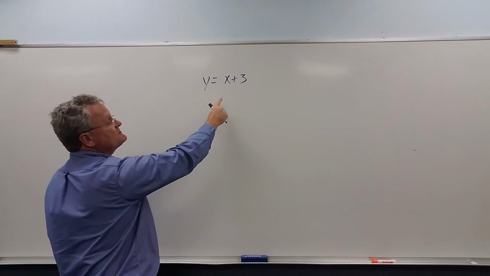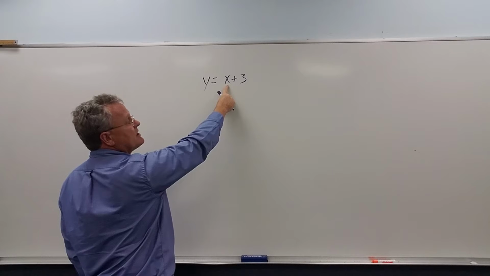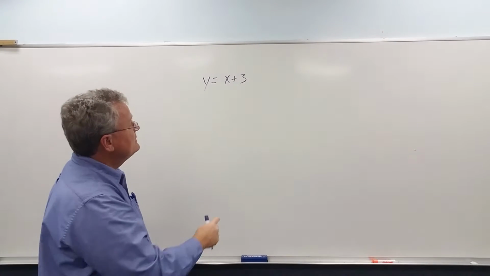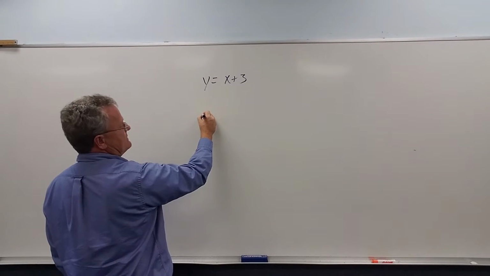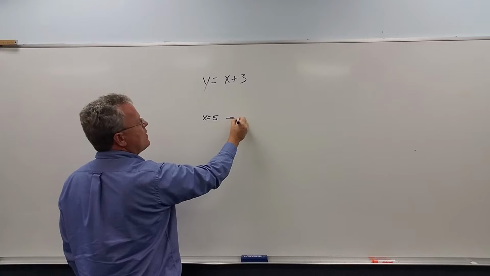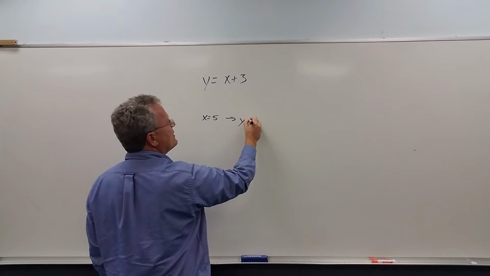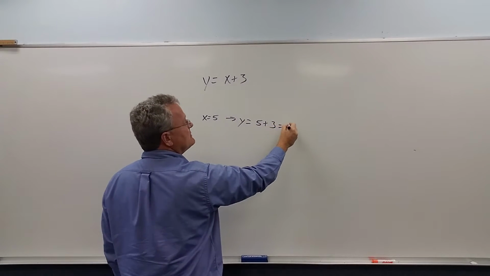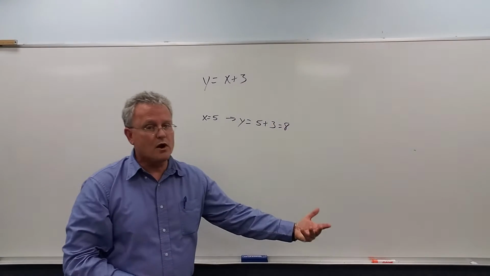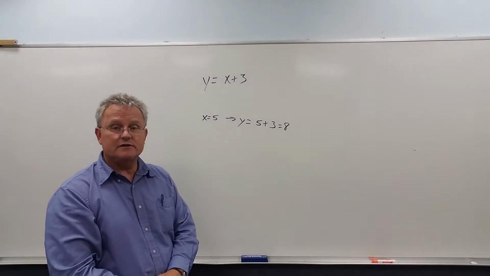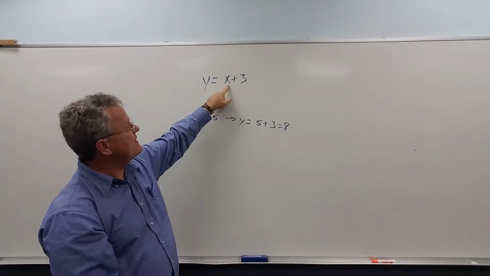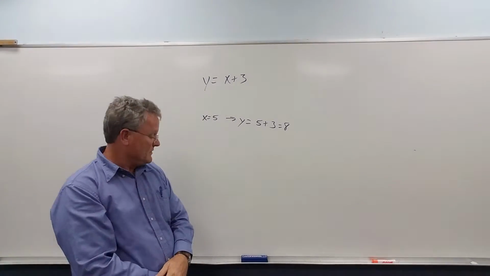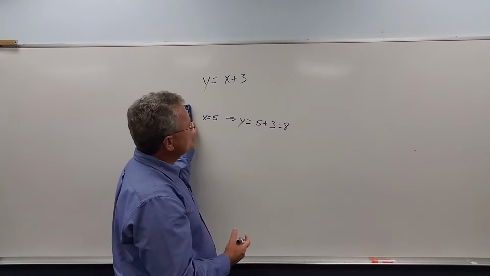Why? Well, notice for every x value that I plug in, only one y value comes out. Let's say x is 5. When I plug in 5, what is y? It's 5 plus 3, which is 8. So when x is 5, I only get one y value, and the y value is 8. So for every x value, I only get one y value. That is a function. So what's the idea here?